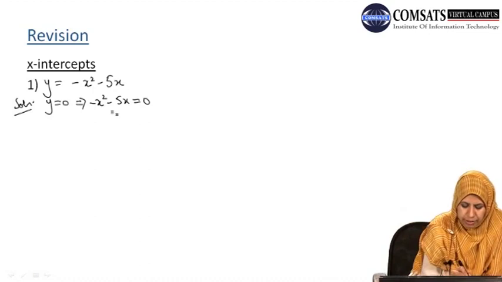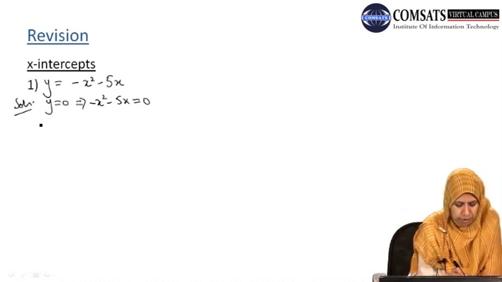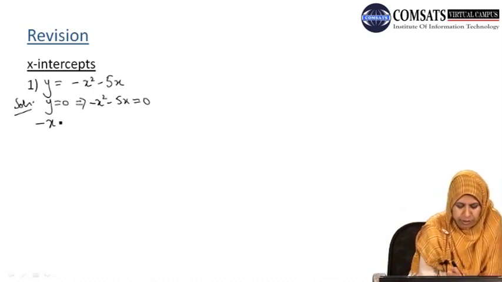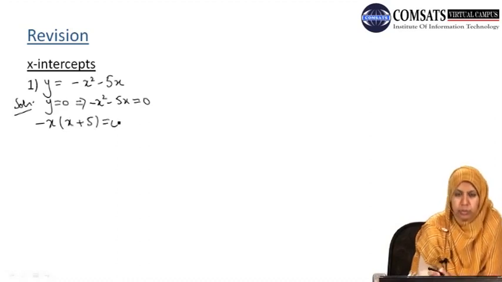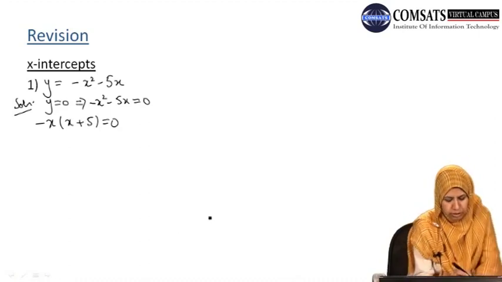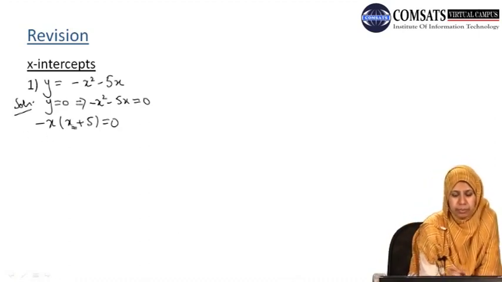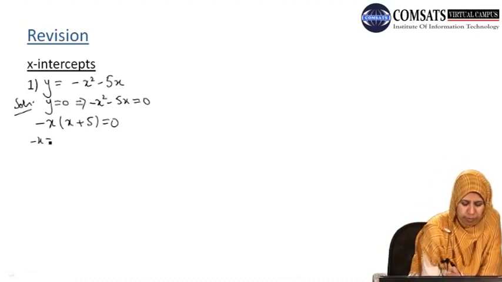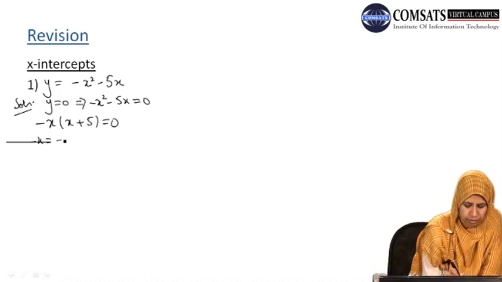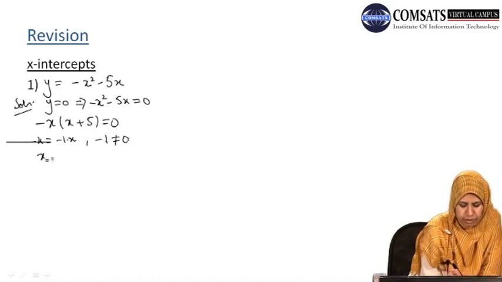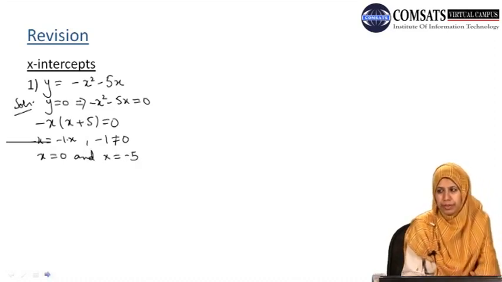So by making the factors, what do we obtain? If we take -x common, we obtain x plus 5 equals to 0. Now definitely -x means -1 into x, which implies that since -1 is never equal to 0, we have x equals to 0 and x equals to -5.